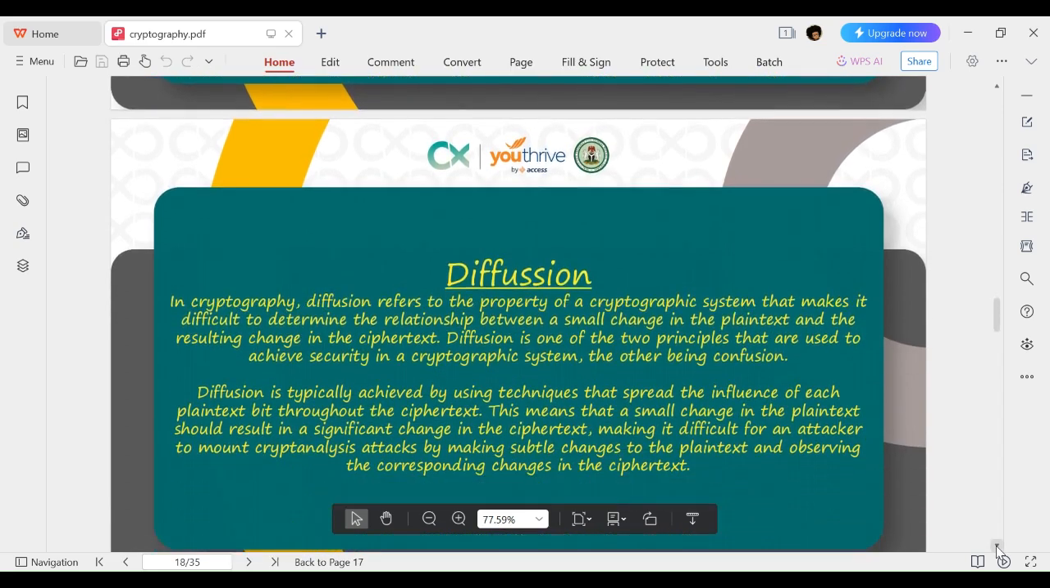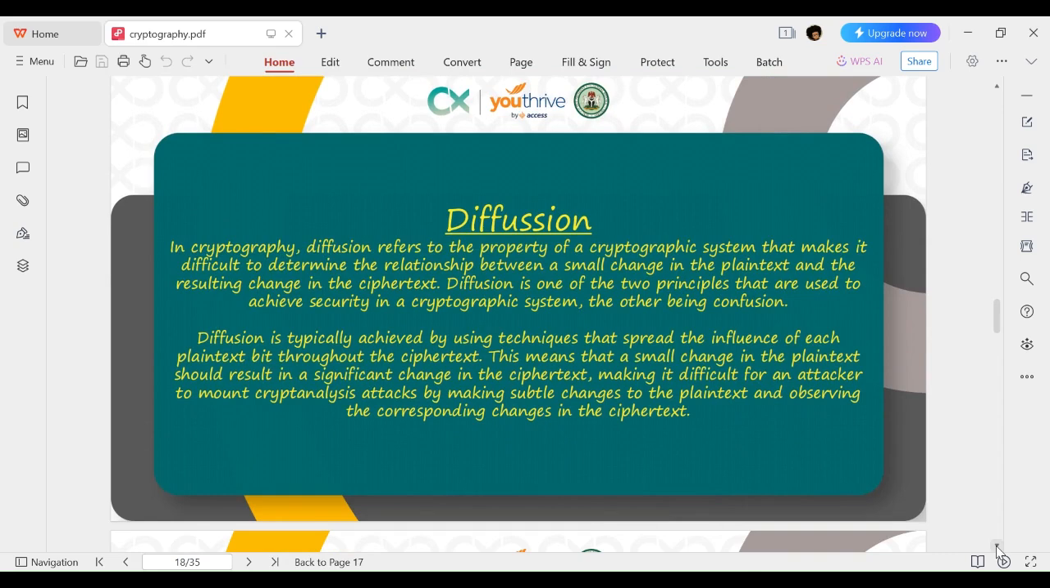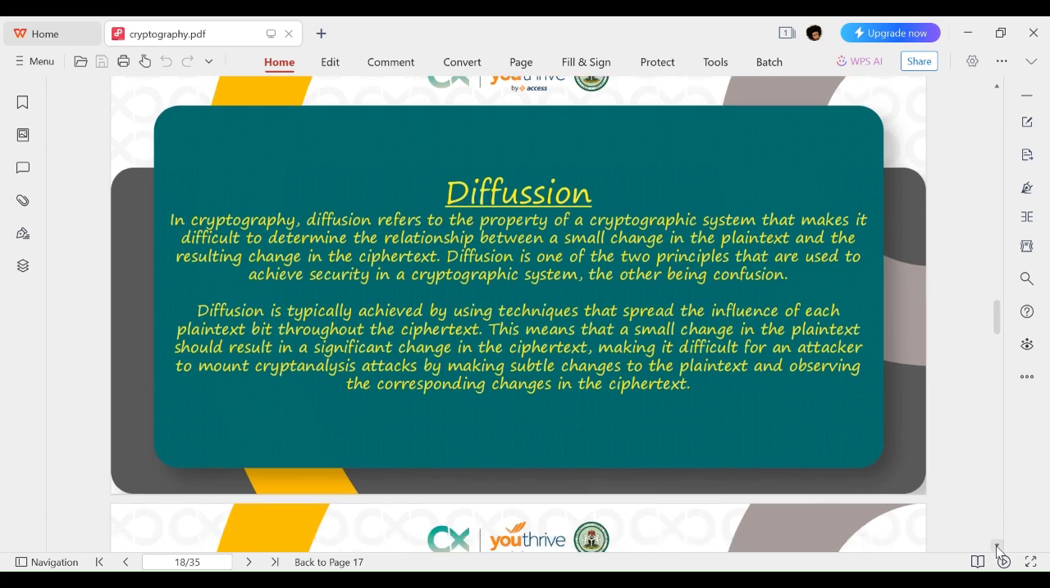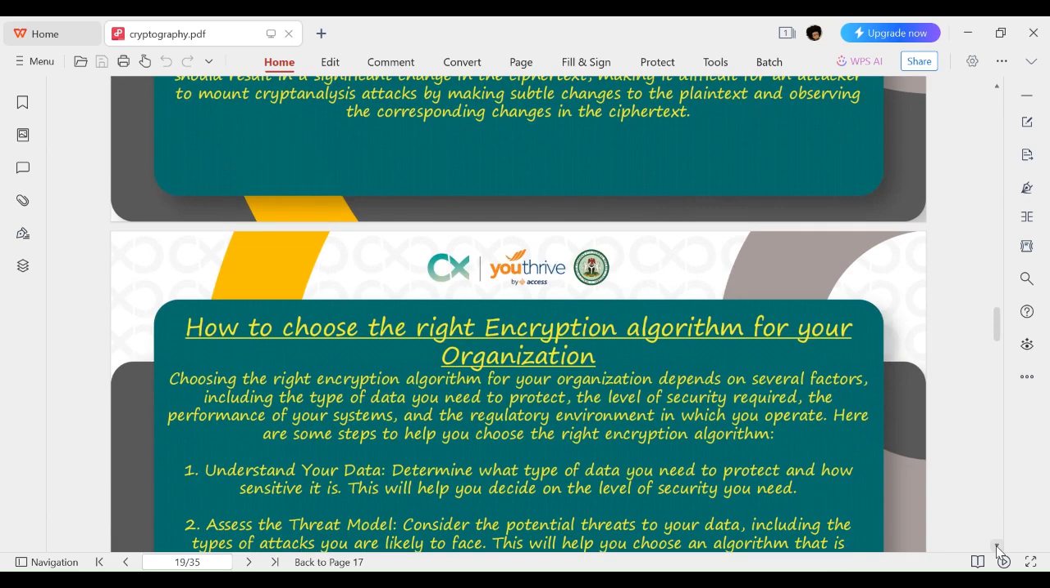Next one is diffusion. Diffusion refers to the property of a cryptographic system that makes it difficult to determine the relationship between a small change in the plaintext and the resulting change in the ciphertext. Diffusion is one of the two principles that are used to achieve security in a cryptographic system, the other being confusion, which we talked about earlier.